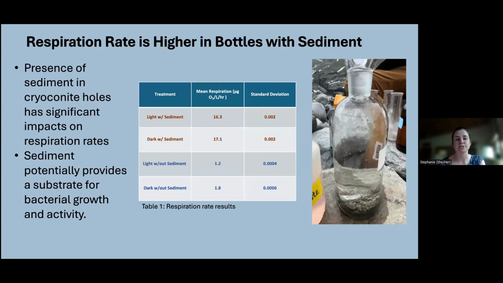I found that the respiration rate was a lot higher in the bottles with sediment. As you can see from table 1, the bottles with sediment have significantly more respiration rate than the bottles without sediment. This could potentially show that the sediment provides a substrate for bacterial activity and growth.